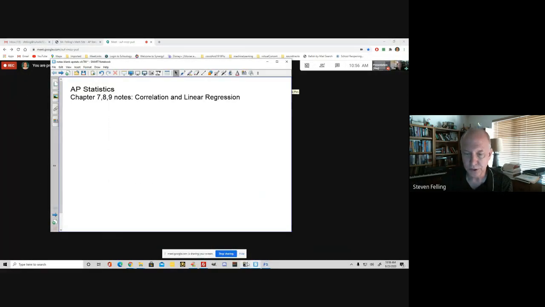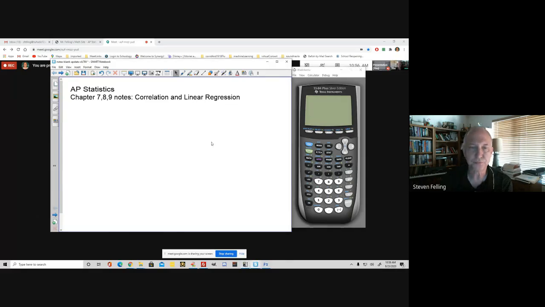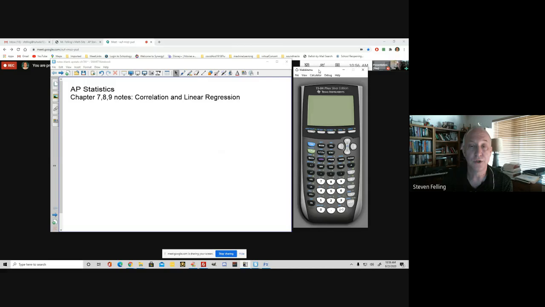Okay, so we're going to start talking about Unit 2, which is really about correlation and linear regression, but it's about what you can do when you have a data set that has 2 different variables for every piece of data, not just one. So like an X and a Y, okay?